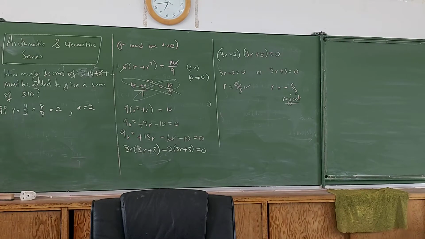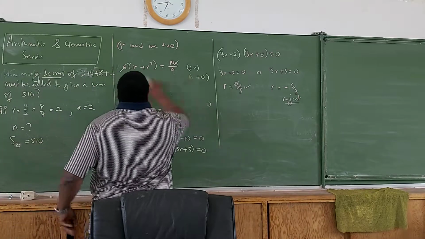So how many terms? We are looking for n. What are they giving us? They give us the sum. The sum of some terms gives you what? 510. So which formula are we using? Okay.